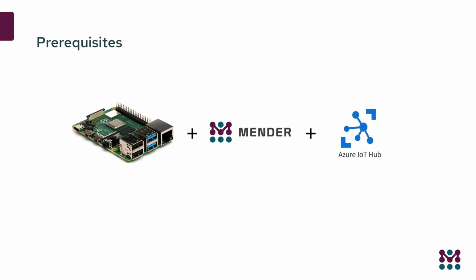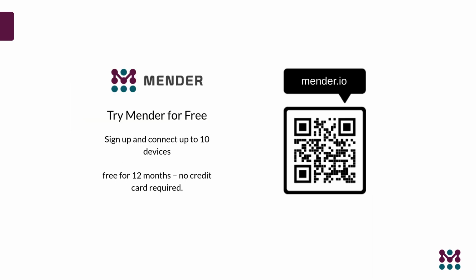For this tutorial, you will need a Raspberry Pi, it could be the 3 or 4 versions, a Mender account, and an Azure IoT account. If you don't have a Mender account, you can try it for free and sign up and connect up to 10 devices, free for 12 months, no credit card required.